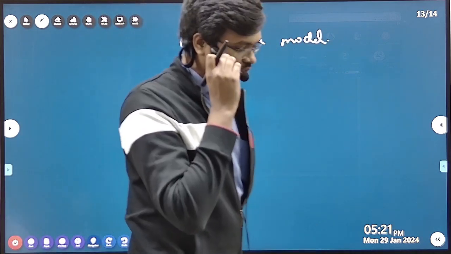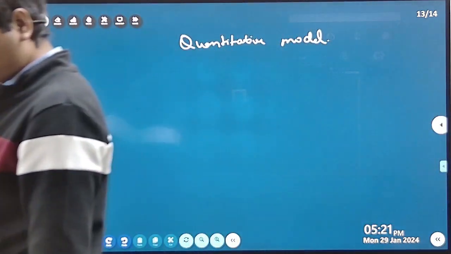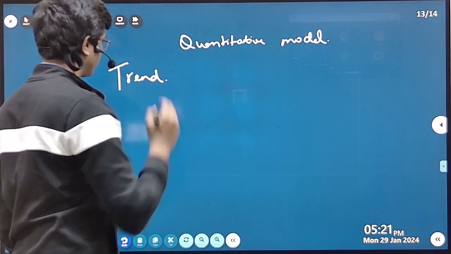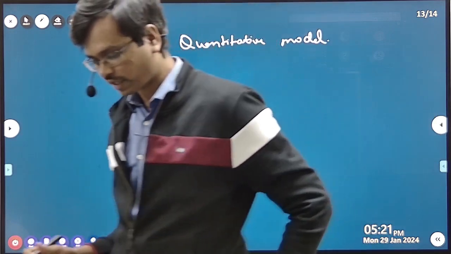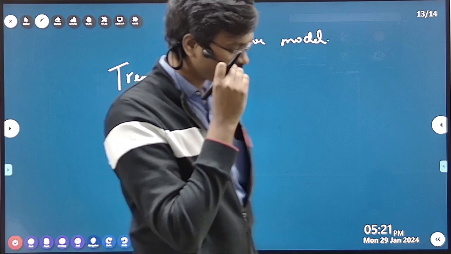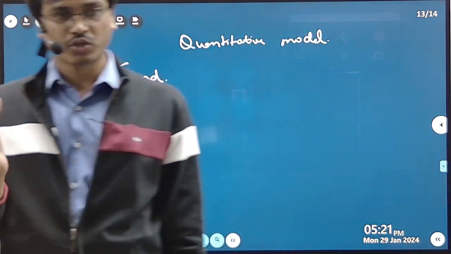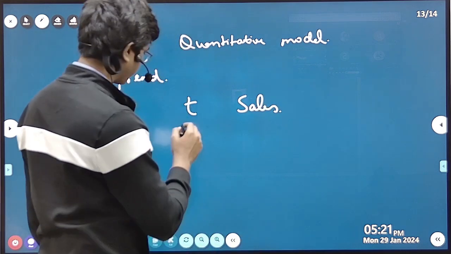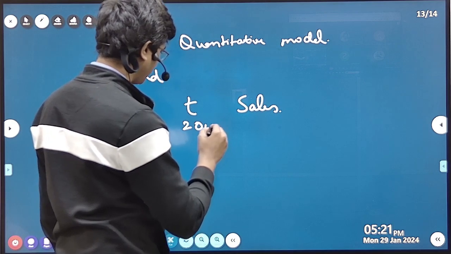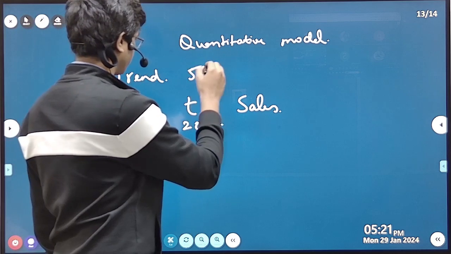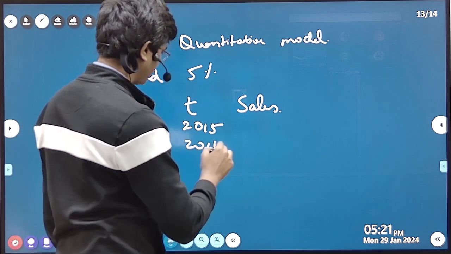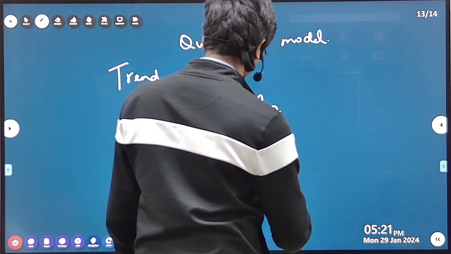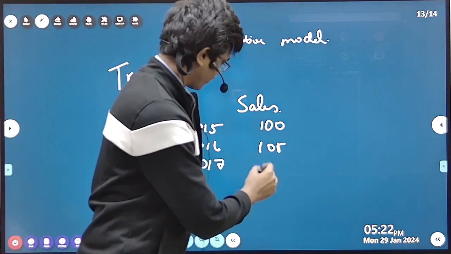in quantitative models you have trend analysis, right? So what is a trend? A trend is something where, as we were discussing previously, there is some kind of relationship between two units, say time and your sales. Let us say from 2015, every year my trend says that my sales is increasing 5%. So this is a trend. So in 2016, suppose you have 100 here, you'll have 105 here, and in 2017 you'll have a 5% increase on 105, right?